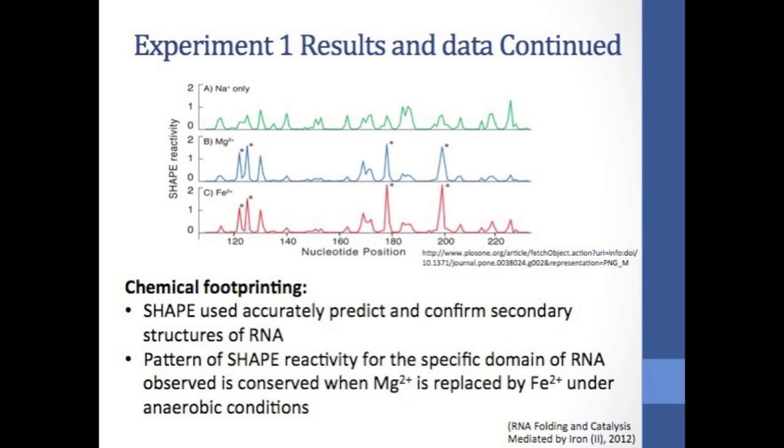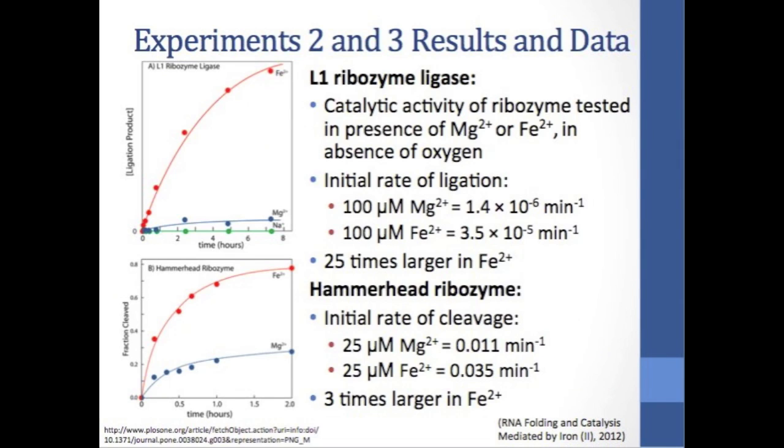In theory, iron 2+ and RNA could support various groups of RNA structures and catalytic functions more diverse than RNA with magnesium, as shown by this experiment. In separate experiments, two ribozymes, L1 ribozyme ligase and the hammerhead ribozyme, were tested in the presence of Mg2+ and Fe2+ at room temperature and anaerobic conditions.